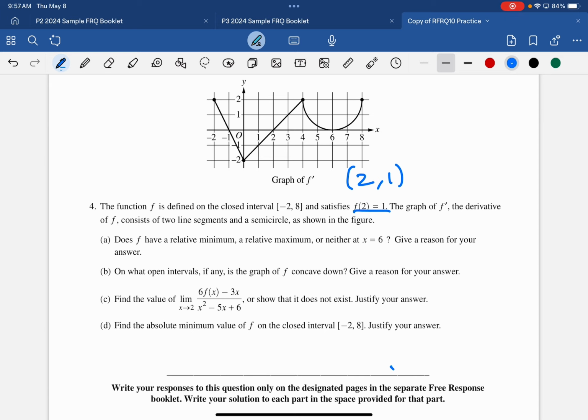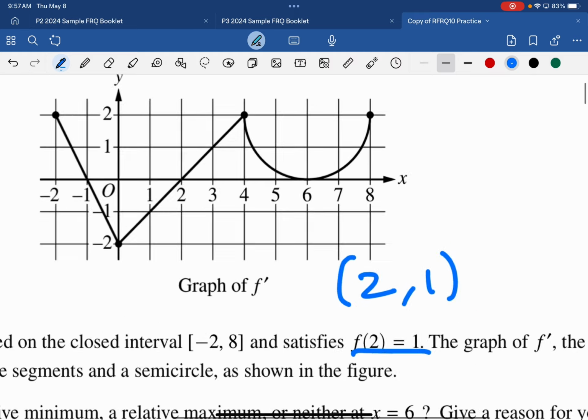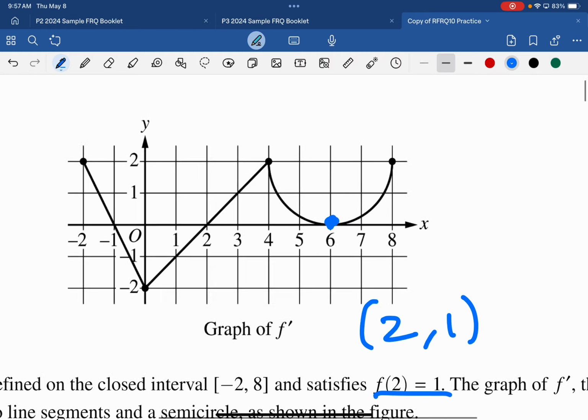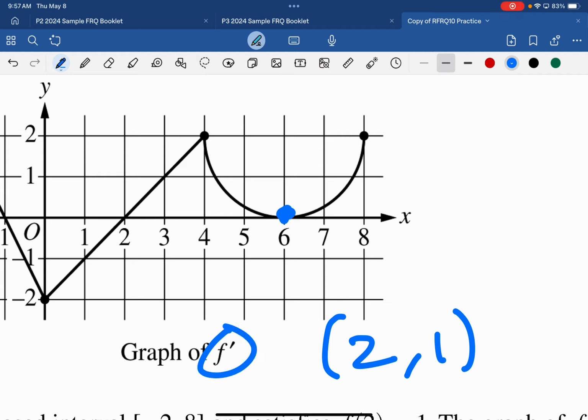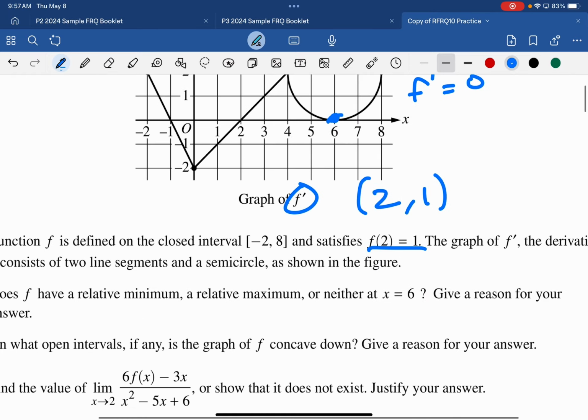Okay? Letter A, it says, does f have a relative minimum, a relative maximum, or neither at x equals 6? Give reason for your answer. So they are telling us right here, which we know is f prime. So this critical value at 6, that's where f prime equals 0. So you know that's a critical value. Now, you should be able to look at it right now and say whether or not it's a relative minimum, relative maximum, or neither. What say you, Stews?